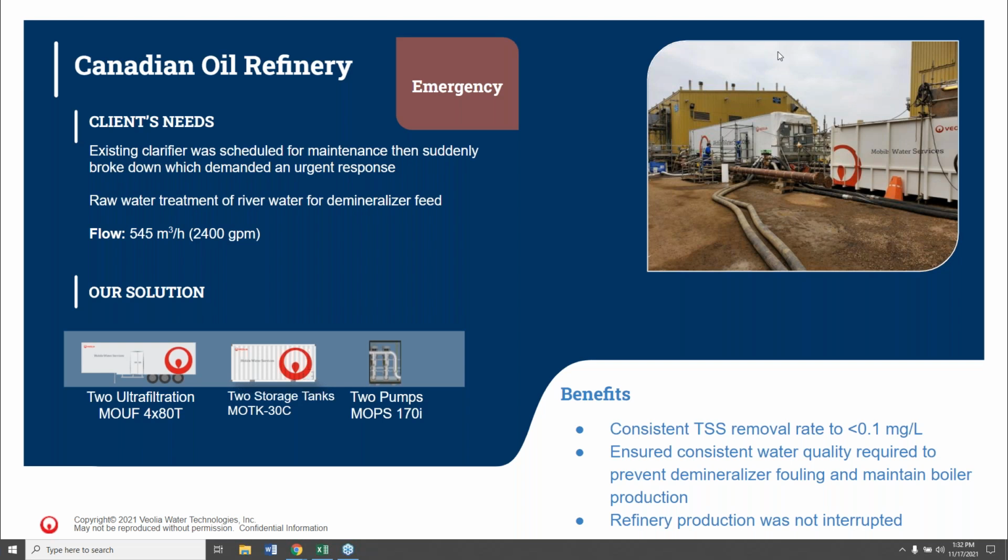This particular system consisted of 2 UF trailers with respective storage tanks and repressurizing pumps, which produced very high quality pre-treatment to support their existing demineralizer trains and subsequently kept their high pressure boilers from fouling.